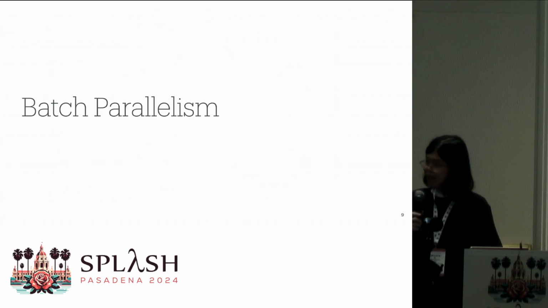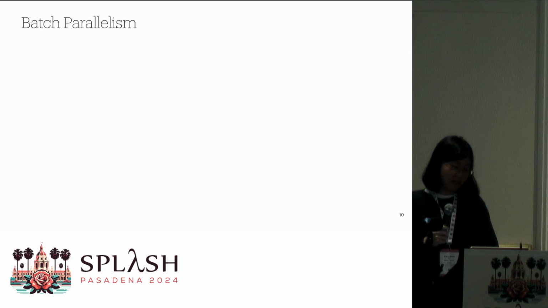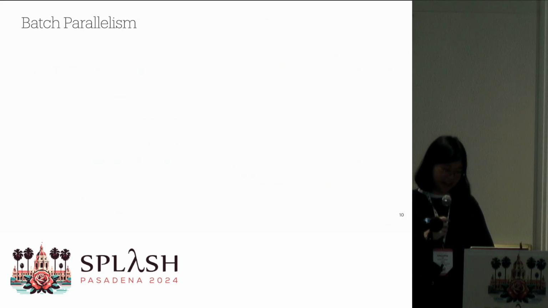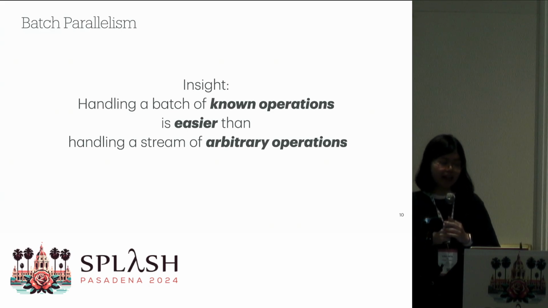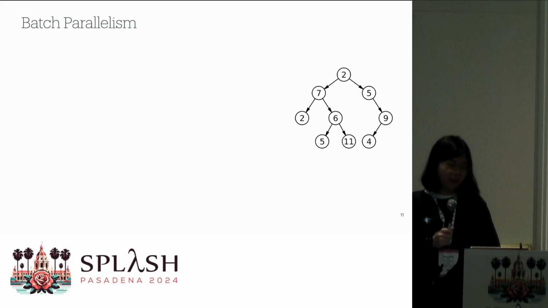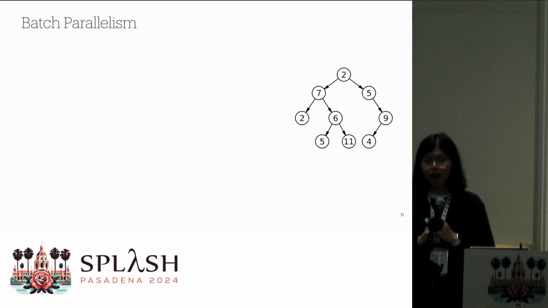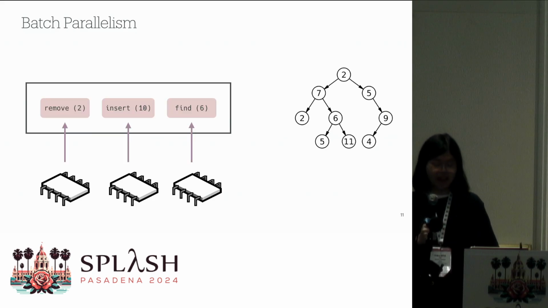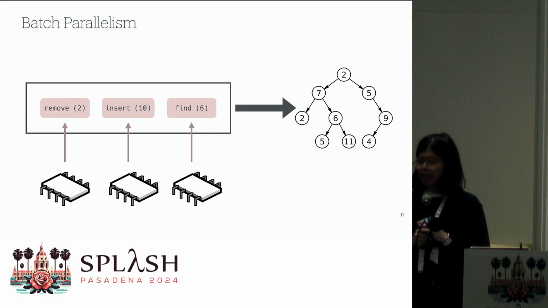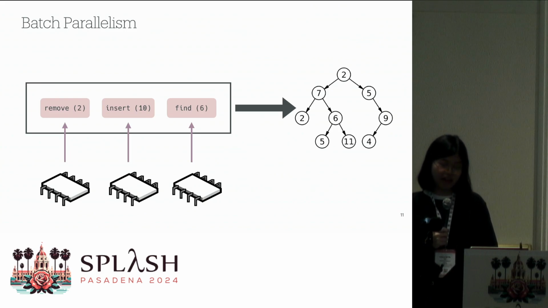So introducing batch parallelism, which is based on one crucial insight, that handling a batch of known operations is easier than handling a stream of arbitrary operations. So in this paradigm, instead of directly operating on the underlying data structure, threads submit their operations to a batch so that each batch contains multiple operations. Then we can launch batches one by one on the data structure, and within each batch, knowing the operations beforehand, we should be able to more easily parallelize them.